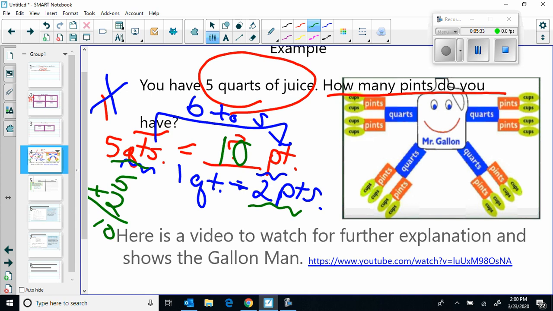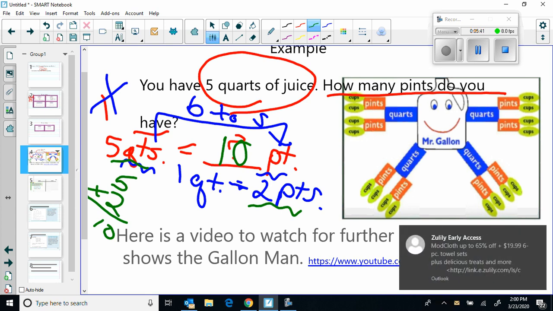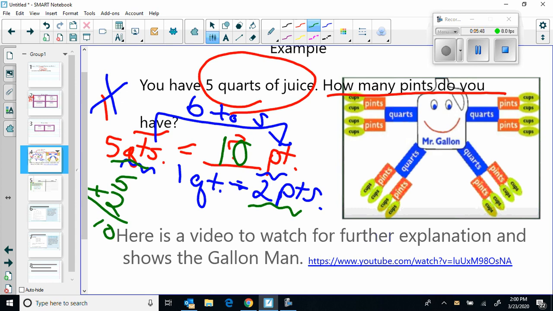Even if you look at the gallon man, you would see 1, 2, 3, 4, 5, 6, 7, 8. That shows you 8 pints are in 4 quarts. So 5 quarts would be 10 pints. But it's important that you remember that poem. First step is write the equation. And when you write the equation, you always write what you know and then what you're going to convert that into.